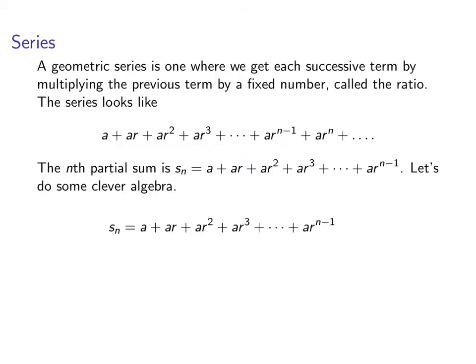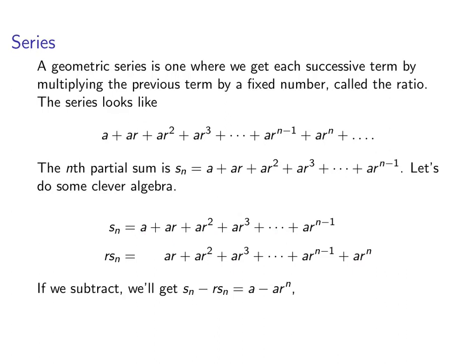All right, we're going to do some clever algebra. We're going to take this nth partial sum and multiply everything by r. But you should see that things got shifted. So when we multiply, we shifted things down just for notational purposes, because we can subtract. We can do S sub n minus r times S sub n equals a minus ar to the n.